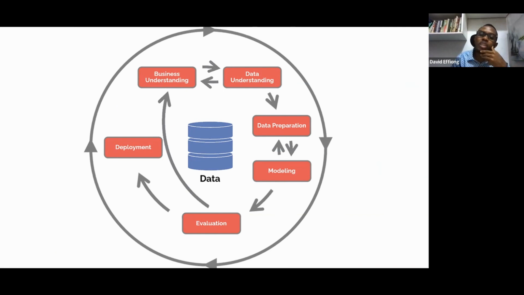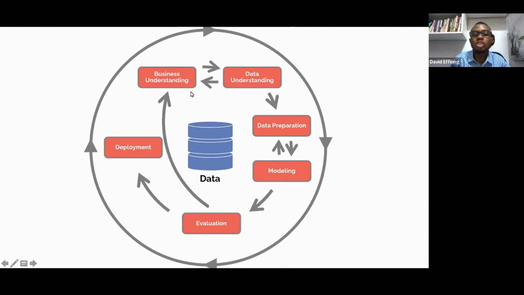If you're building a machine learning model, you need to be able to understand the business. Then you can recommend that, for this need, this is the kind of data we'll need. We'll need such and such data for this information. So this is like the cross-industry standard for any data analysis process.